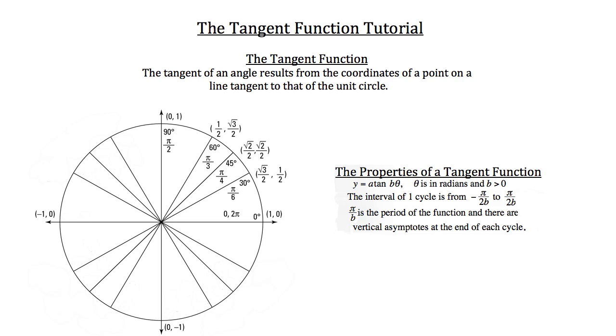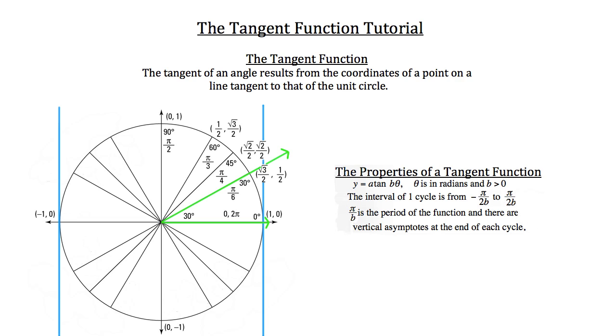Next I'm going to draw in two lines that are tangent to that of the unit circle because like we said, the tangent of an angle results from the coordinates of a point on a line tangent to that of the unit circle. So what we want to do here is draw in an angle to refer to. So I'm going to go ahead and create a 30-degree angle in standard position.